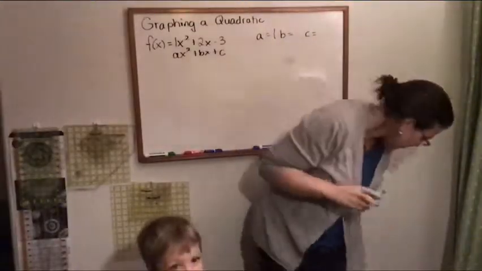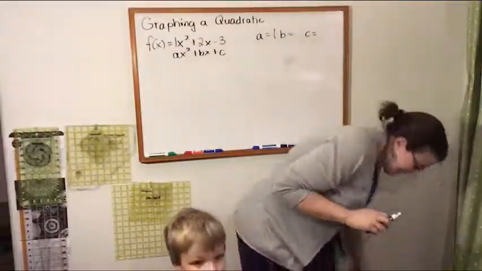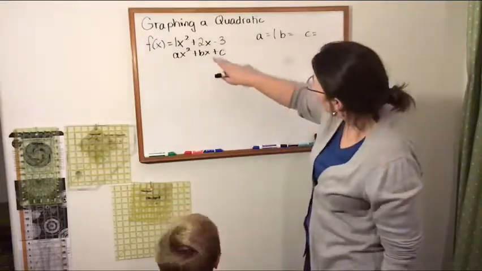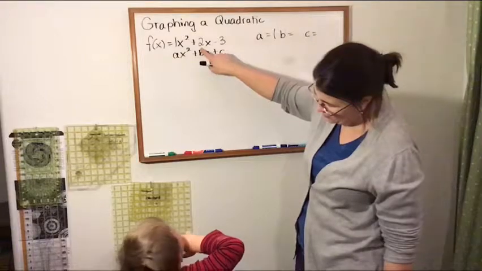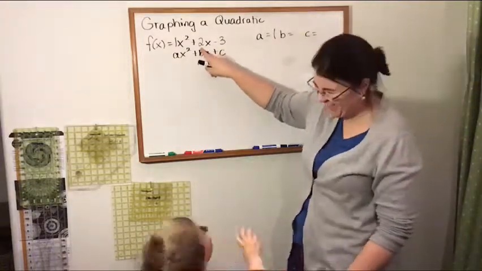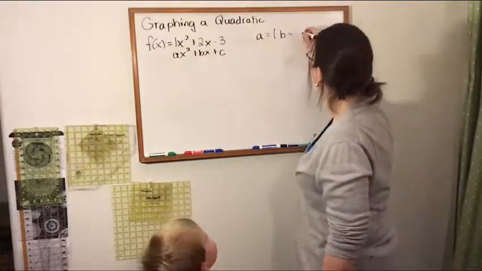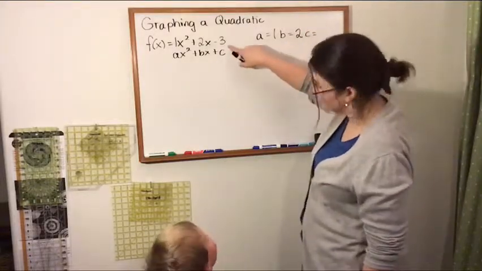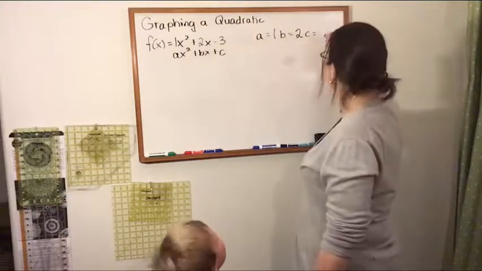So the number here, there isn't one. It's an invisible 1. So my a value is 1. Oh no! I unplugged myself. We're back. Now, b, what number is that? That's not 6. That's 2. So b is 2, and then c, do you know what number that is? 3. That's right. That's -3.